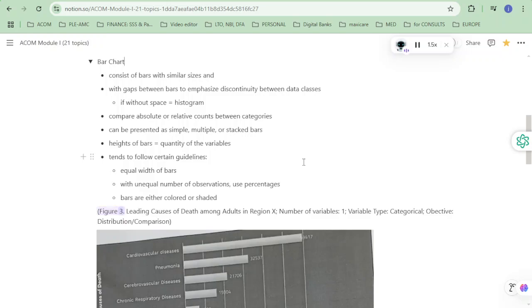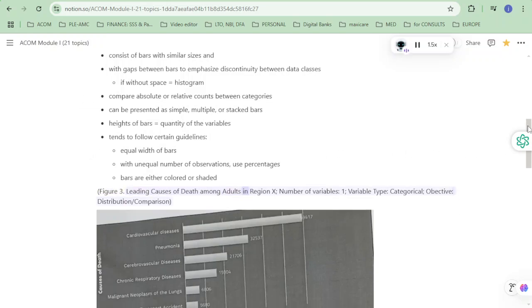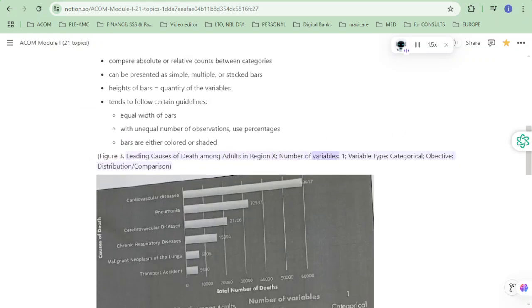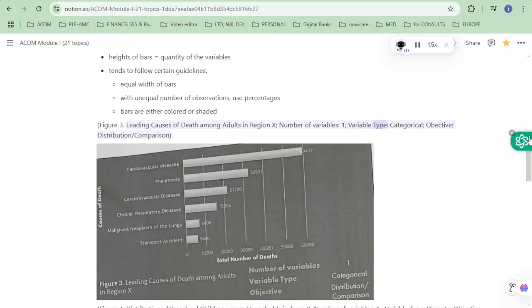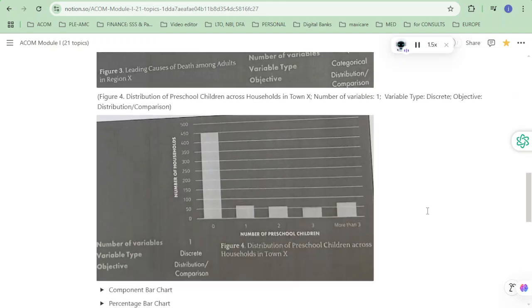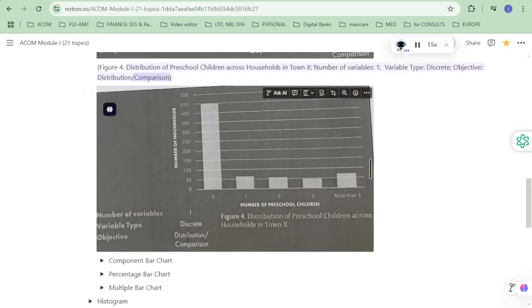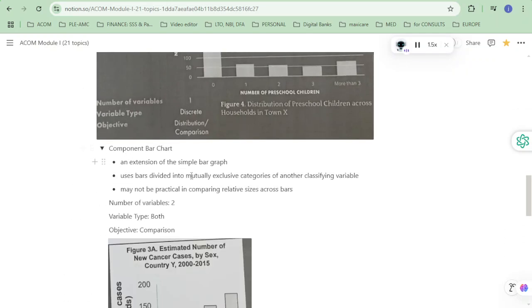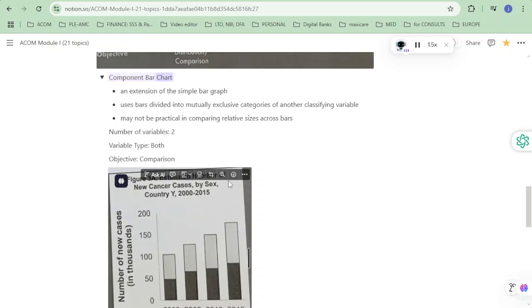Figure 3. Leading causes of death among adults in region X. Number of variables: 1. Variable type: categorical. Objective: distribution/comparison. Figure 4. Distribution of preschool children across households in town X. Number of variables: 1. Variable type: discrete. Objective: distribution/comparison.